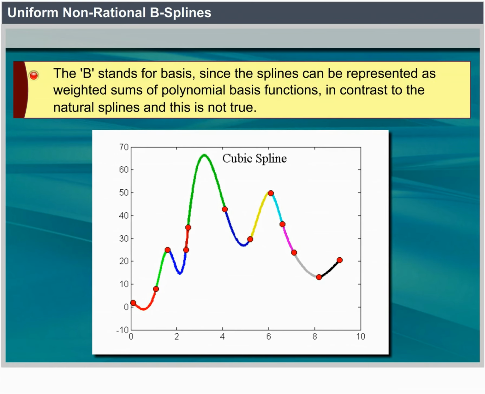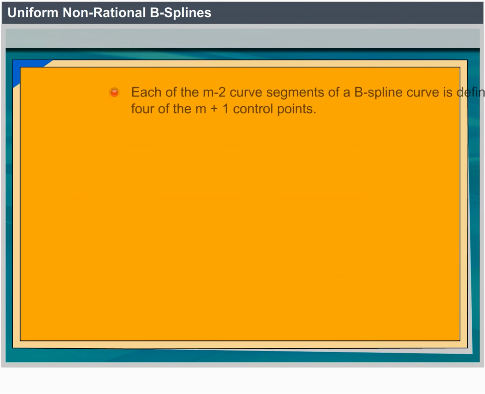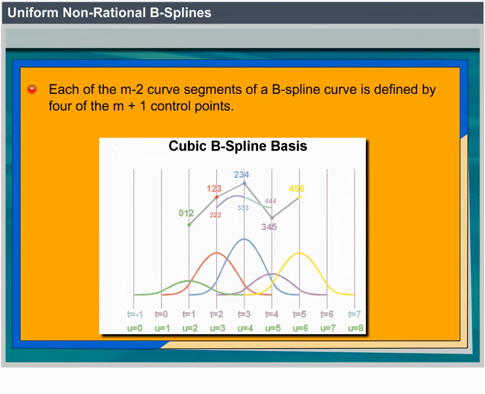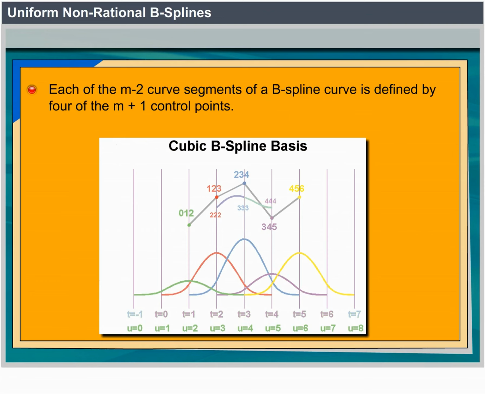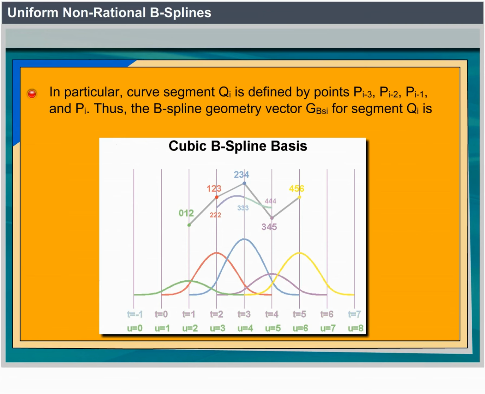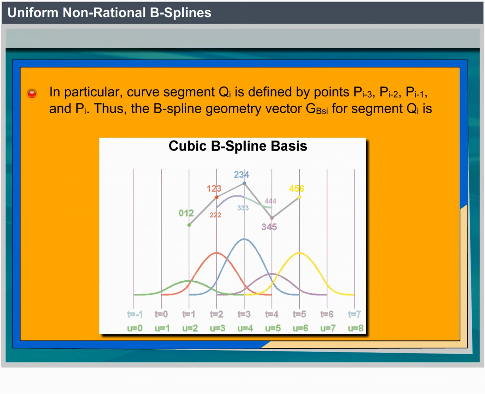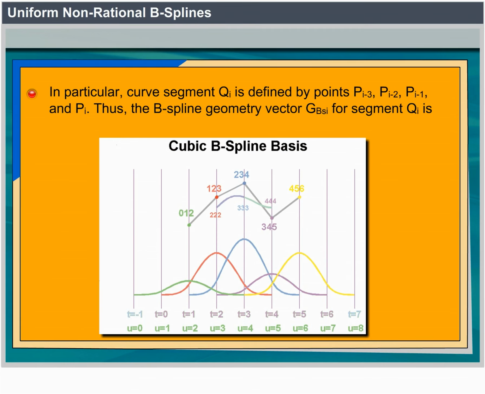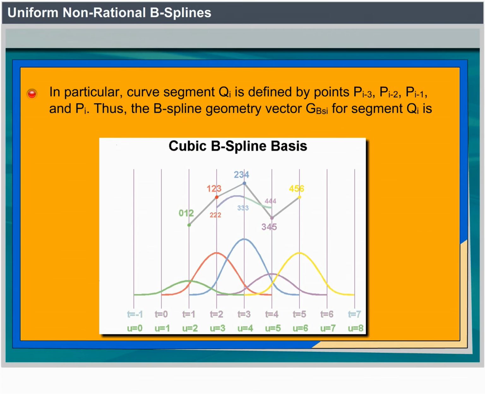Each of the m-2 curve segments of a B-spline curve is defined by 4 of the m+1 control points. In particular, curve segment Qi is defined by points Pi-3, Pi-2, Pi-1, and Pi. Thus, the B-spline geometry vector GBS_i for segment Qi is as shown below.